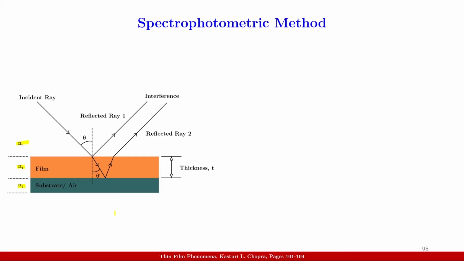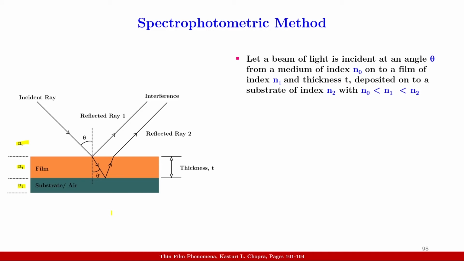N0 corresponds to the refractive index of air, N1 that of the film, and N2 that of the substrate. If the substrate is air, then N2 is taken to be N0. So we consider a beam of light that is incident at an angle theta from a medium of refractive index N0 onto a film of index N1 and thickness T that is deposited onto a substrate of index N2, with N1 between N0 and N2.